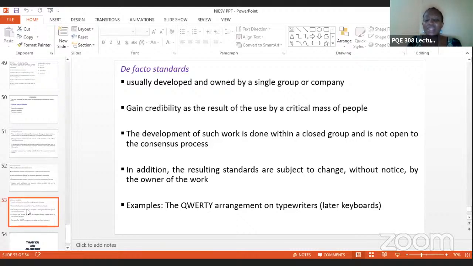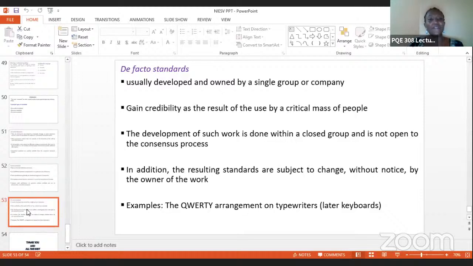So it was de facto, it was started by one person or probably two friends. You understand? It was started, but now it does not look as if that is how the arrangement should be. But it was de facto. The arrangement was a de facto standard. They just arranged it then because they didn't want those keys to be jamming. And now most computers or most laptops have that arrangement. But the arrangement came to be through de facto. I hope we understand what I'm trying to say.